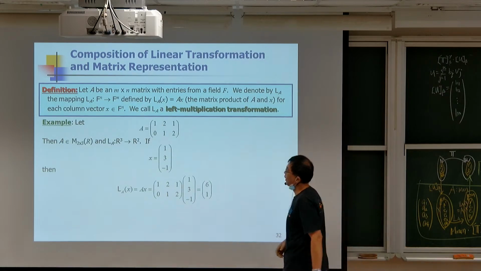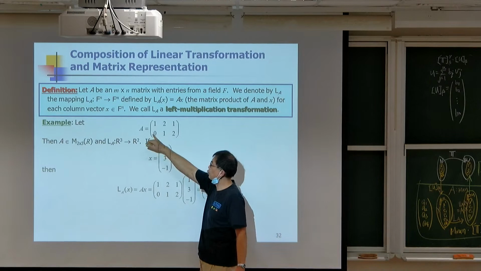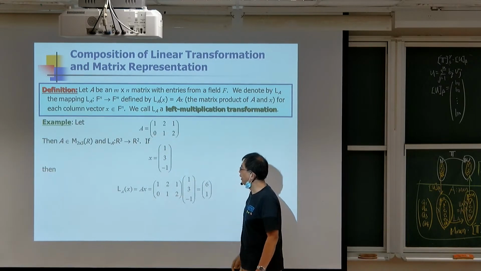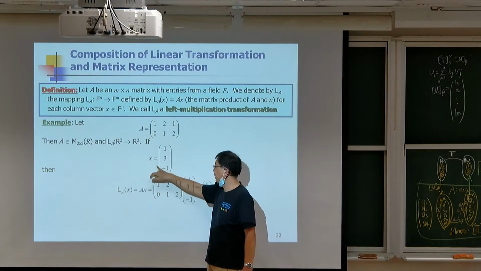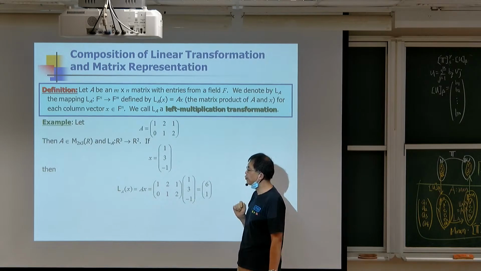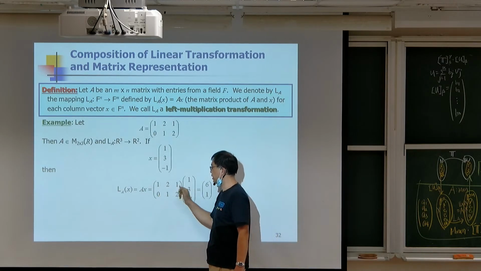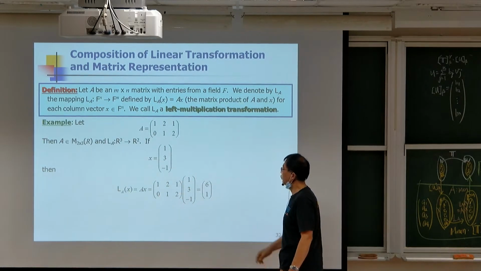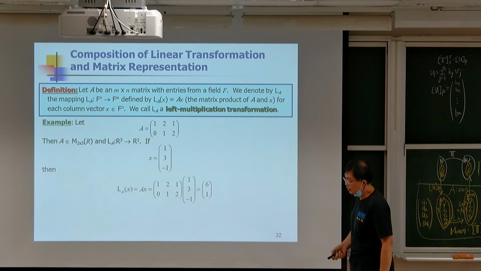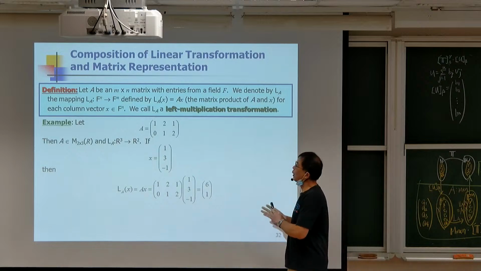So if I have a matrix A, which is a 2 by 3 matrix, 1, 0, 2, 1, 1, 2, and then I have an x, which is 1, 3, minus 1, the left multiplication transformation will become matrix A times column vector x, and then we get the resulting 2-tuple vector here. So that is the left multiplication transformation.